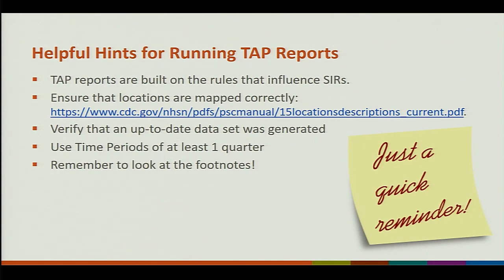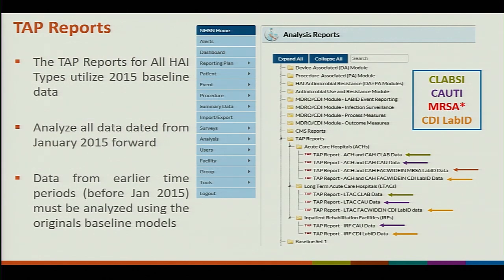And as always, we want to generate new data sets so that we're using all the data that's within the application. We generally suggest we use at least 1/4 of data. For CDI, we absolutely have to use 1/4 of data because it's going to depend on the rules used for SIRs. And for CDI, that's going to mean what? We have to have at least 3 months of data. All right. And as always, remember to look at the footnotes because that's a wealth of information about the report that we're creating.